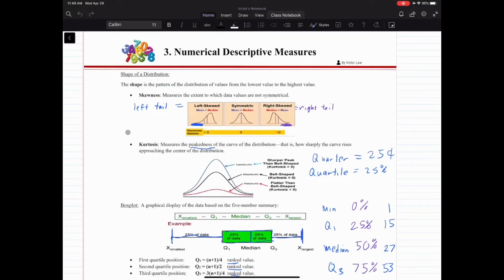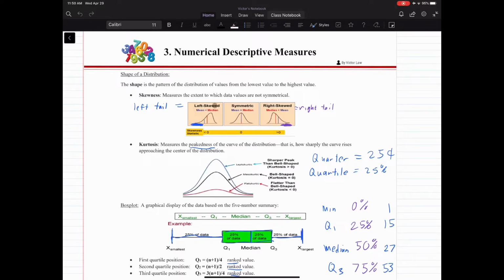The next definition that you need to know is the shape of the distributions. We have skewness and kurtosis. Skewness measures the extent to which the data values are not symmetric. So we have three scenarios. It could be left skewed, symmetric, or right skewed. Symmetric means that our dataset is pretty much the same on both the left side and the right side. And usually when the dataset is symmetric, our mean will equal the median, and our skewness statistic will be 0.